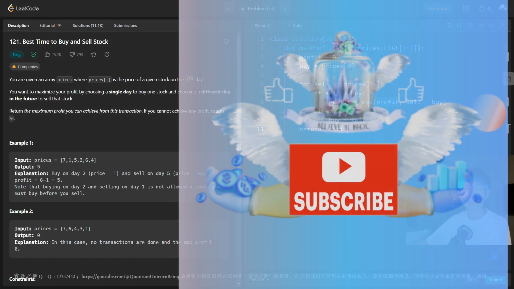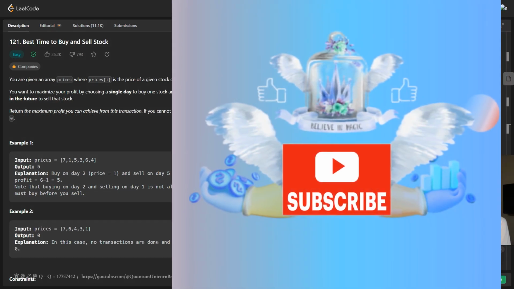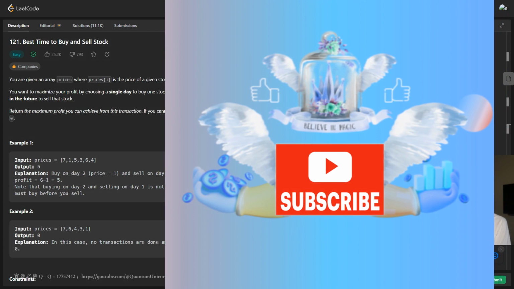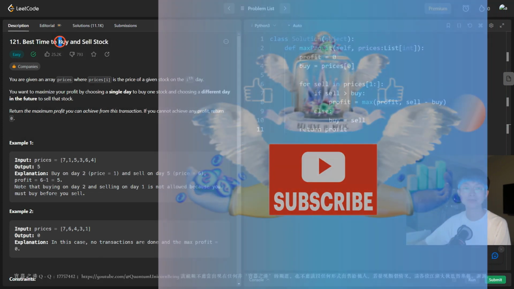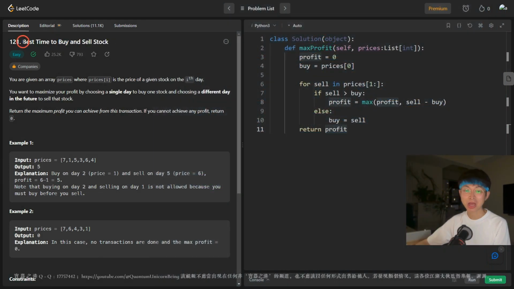This is Quantum Unicorn. The problem we are solving in this video is best time to buy and sell stock. Now let's take some time to understand the algorithm and the logic behind this code. The given problem requires finding the maximum profit that can be achieved by buying and selling a stock. To solve this, the code uses a simple approach with a single pass through the prices array.